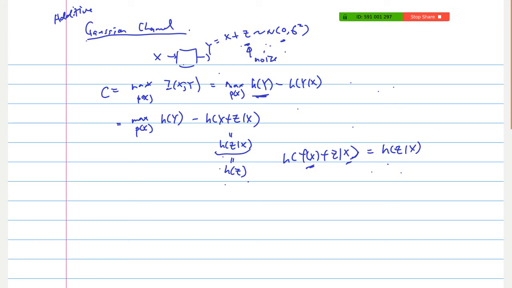And c is an additive Gaussian noise, so we know its entropy is 1/2 log 2 pi e sigma squared. Therefore we now have an expression: the maximum over p(x) of h(y) minus 1/2 log 2 pi e sigma squared.